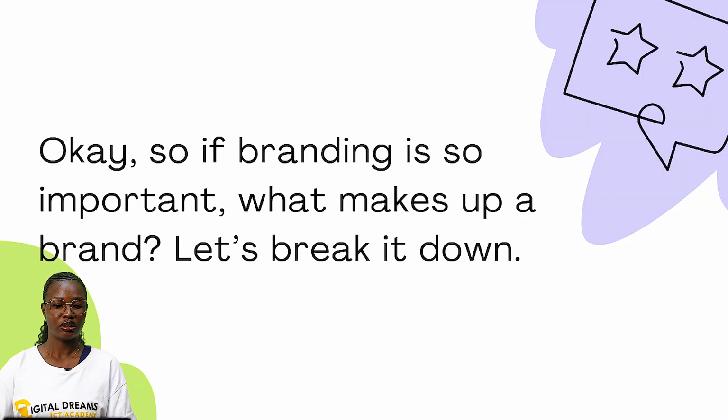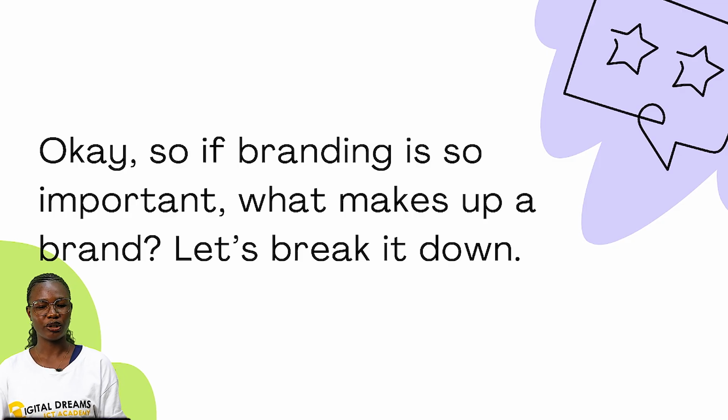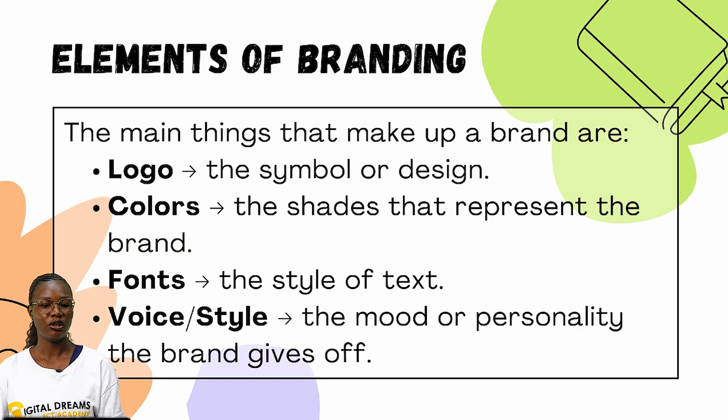Okay, so if branding is so important, what makes up a brand? All right, let's break it down. So let's look at the elements of branding. The main things that make up a brand are: one, logo, the symbol or design, like the one we created in our last class. Then the second one here, we have color, which is the shade that represents the brand. Like now for MTN, you say it is yellow. For Coca-Cola, you could say it is red. KFC too is red. For Digital Dreams, you could say it is yellow, right?